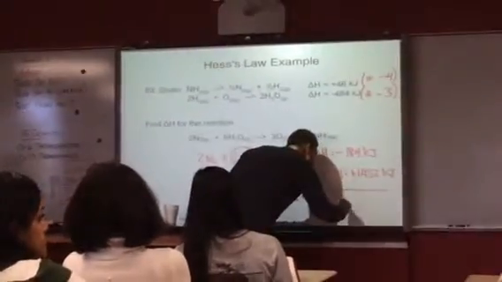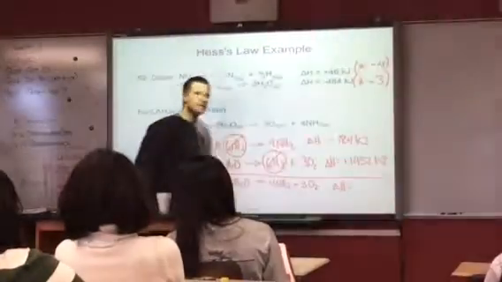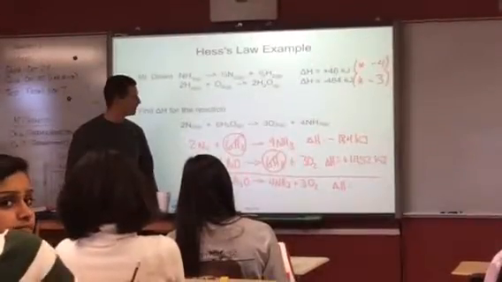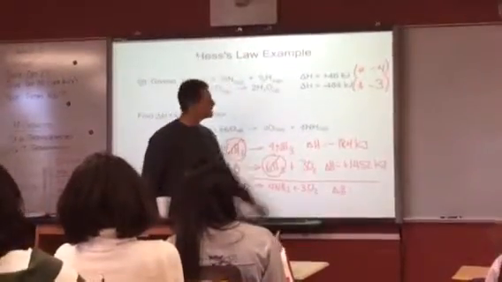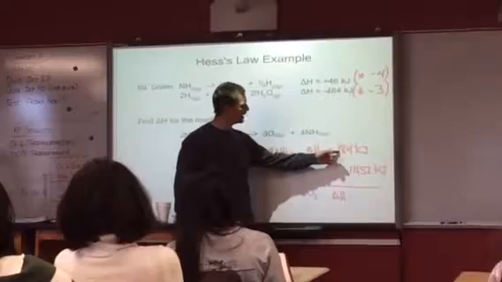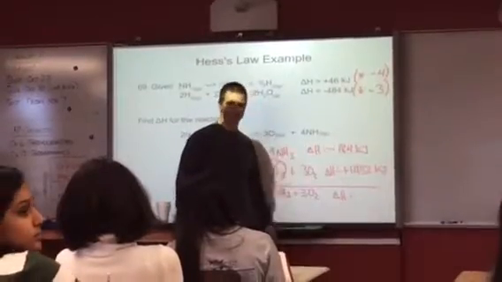And my delta H equals what? That plus that. So yeah, if you're taking 1452 minus 184, just subtract 200.